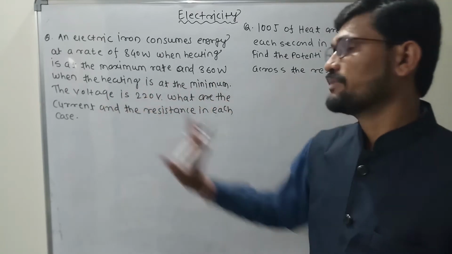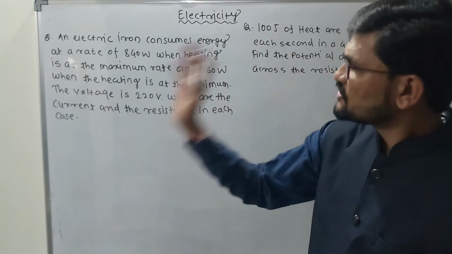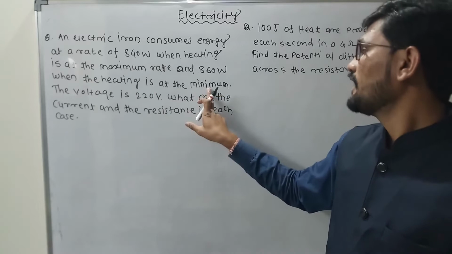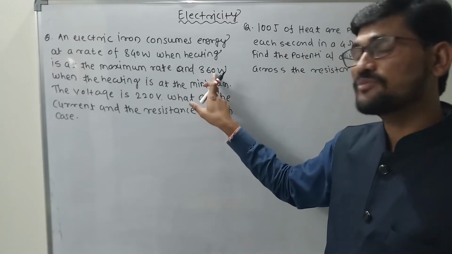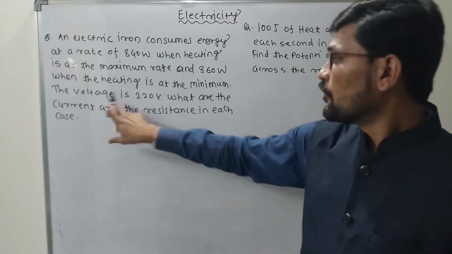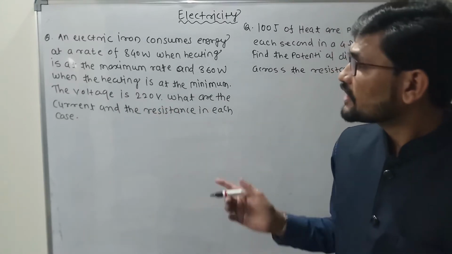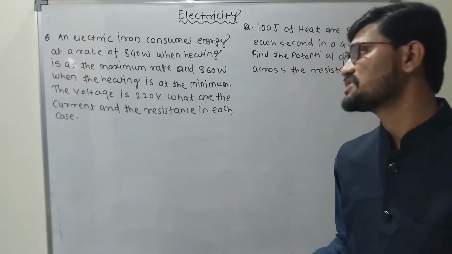at the minimum. मतलब कि जब वो मैक्सिमम रेट पर होगा तो कितना कंज्यूम करेगा एनर्जी 840 एंड जब वो मिनिमम होगा तो कितना एनर्जी कंज्यूम करेगा 360. The voltage is 220 volt. Now how much amount of the voltage is given? 220 volt. What are the current and the resistance in each case?